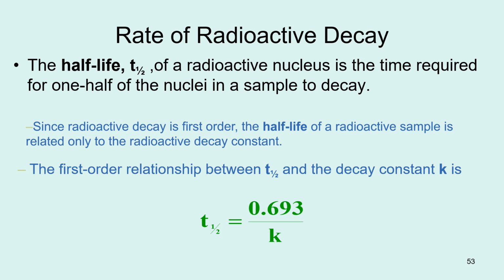The half-life is defined as the amount of time required for 1/2 of the nuclei in a sample to decay. So here's the relationship to K. If you know the half-life, you can find K. If you're given K, you can find the half-life.